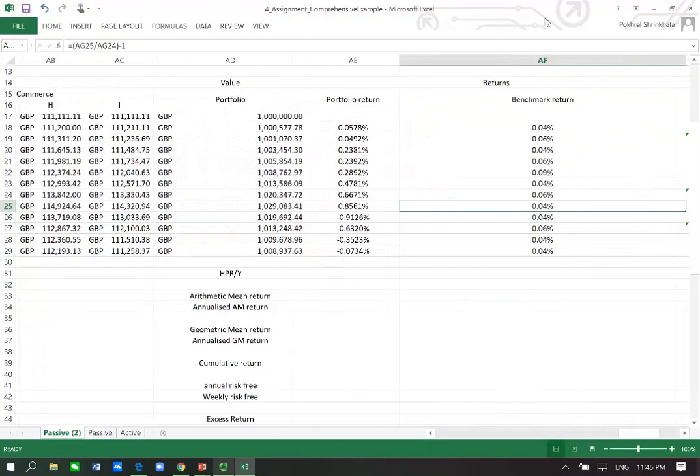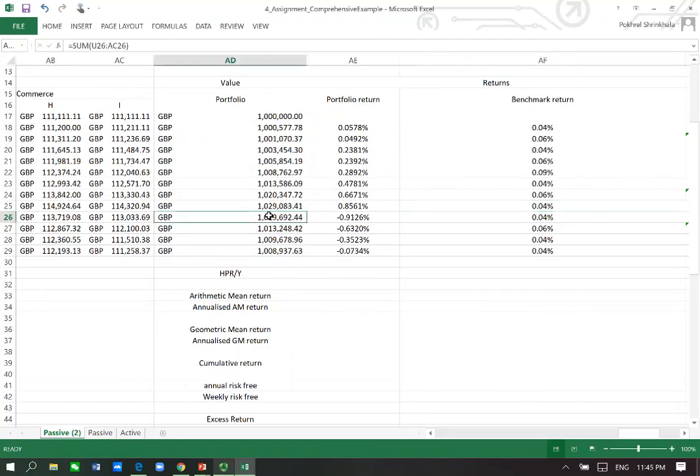So now in the next video we will see different techniques that will help us evaluate the portfolio performance, comparing it with the benchmark performance.